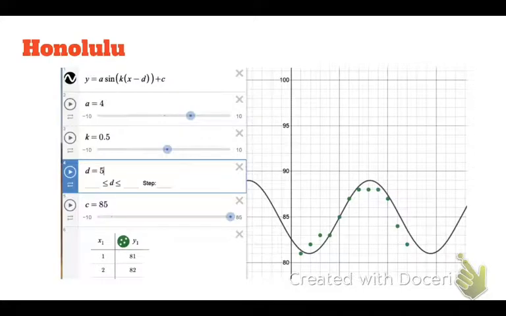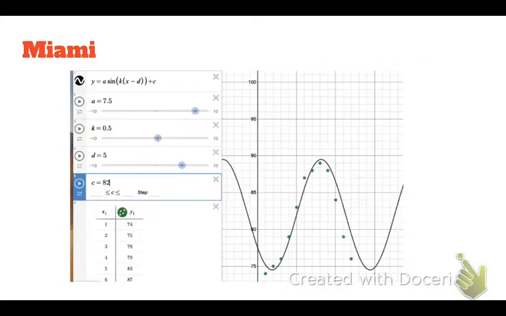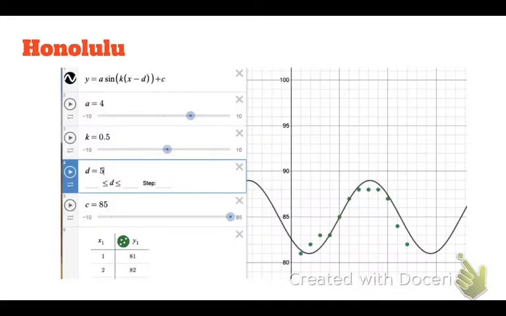Okay, versus Miami. So Miami, its amplitude is 7.5, which means that there's more variance in the temperatures in Miami. So we can look at amplitude to answer questions about difference, like how much the difference is from the lowest temperature to the highest temperature in the year. We can also look at the midline. So the average temperature in Miami would be 82 if we're looking at the midline, whereas in Honolulu, our midline was at 85. So that just tells me that the average temperature in Honolulu is a little bit higher than it is in Miami.